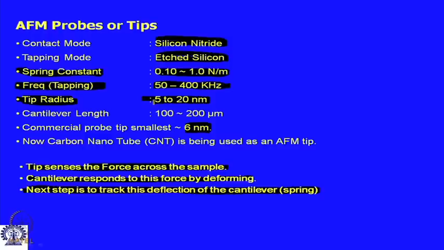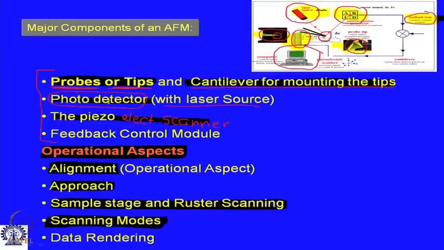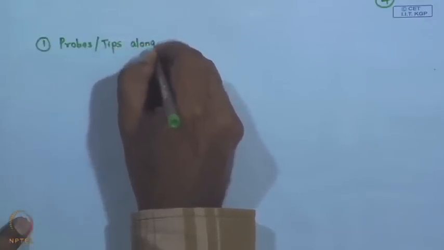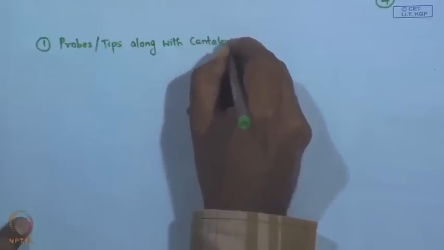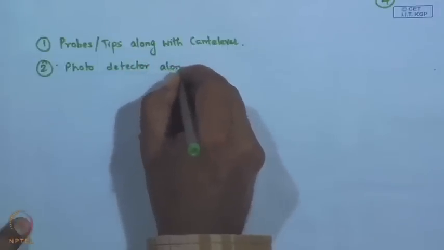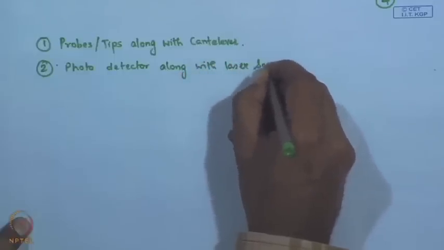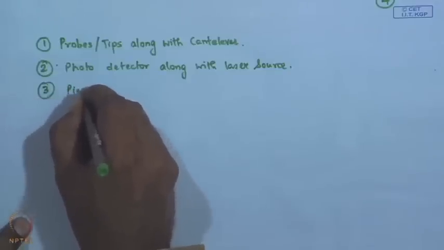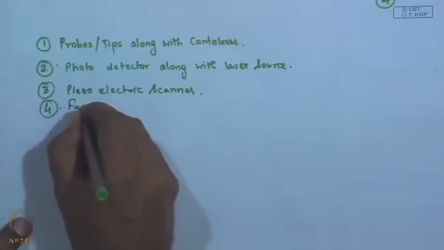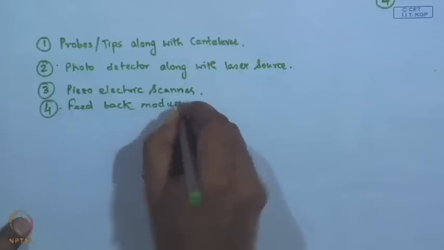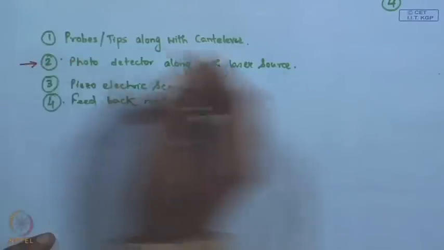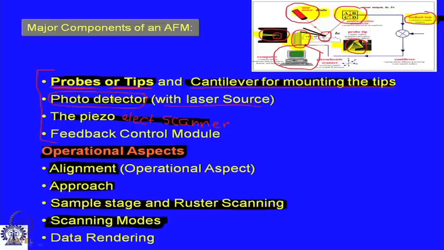Next, if we look at the hardware elements we had talked about, firstly, we had talked about the probes or the tips. The second one is the photodetector and laser source. The third one is the piezoelectric scanner. And the fourth one is the feedback module. The feedback module is more of a controller, and it's the classical feedback mechanism, so there's nothing much to discuss. But this photodetector, along with the laser source, is important, and it requires your attention to understand.